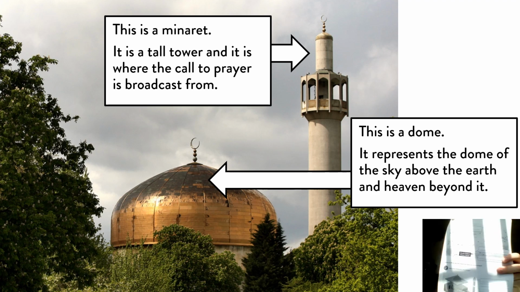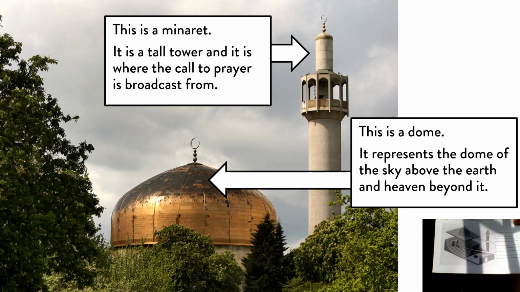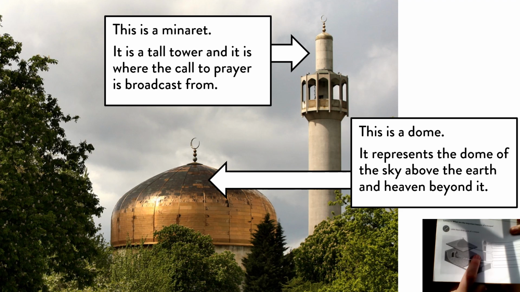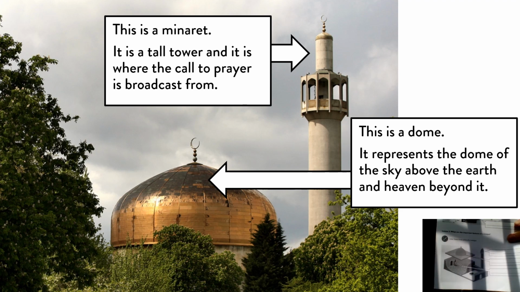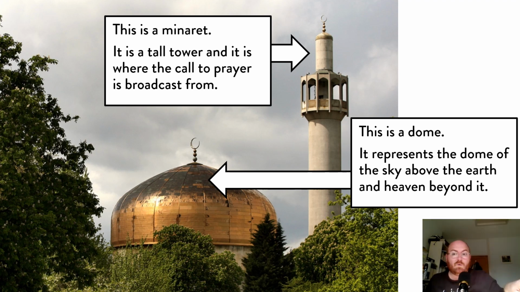Those are two of the items that you need to label on your diagram. So this one here, the tower, you should be able to work out what that one is. And this circular section on the roof, you should be able to work out what that one is. Let's have a look at the next one.